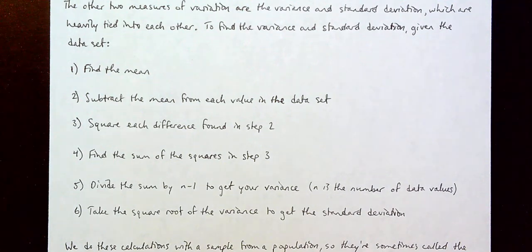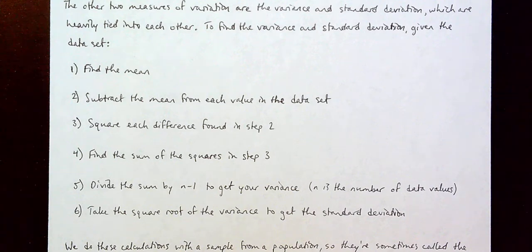When you do this, in step 2, you're going to end up with a whole bunch of differences. You're going to take those differences into step 3, and you're going to square each of the differences that you found in step 2. Now you have some numbers that are all positive or equal to 0. You're going to take those numbers and carry them forward into step 4.